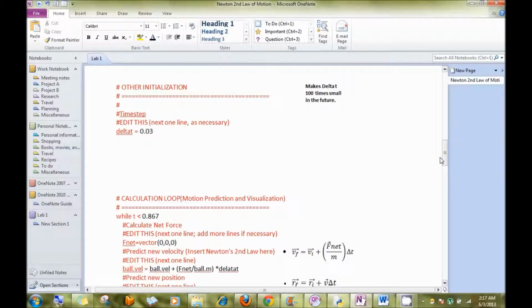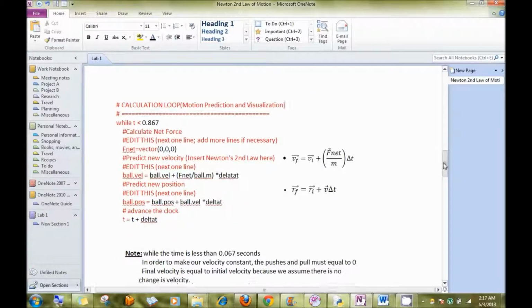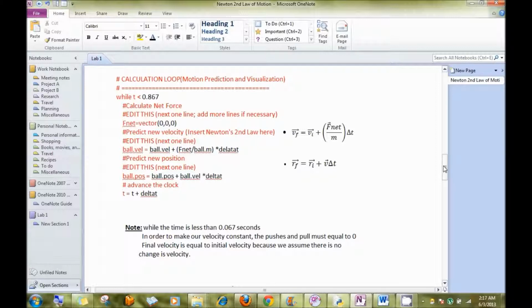This code simply means that while the time is less than 0.867 seconds, we assume that there is no force acting on our system. As a result, final velocity will equal initial velocity. Then use the vector position equation to predict the new position of the moving object by adding the change in velocity by time to the initial position, and this goes on and on.